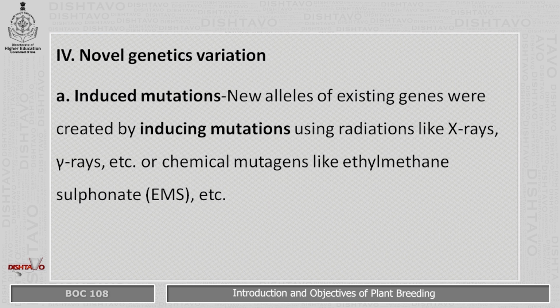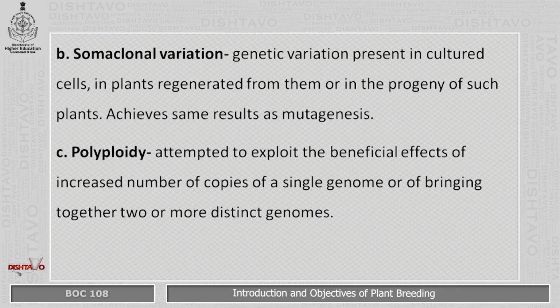Now what is induced mutation? Here, new alleles of existing genes are created by inducing mutations either using radiations like X-rays or gamma rays or by using chemicals such as ethyl methane sulfonate, etc. The second type is somaclonal variation. This is the genetic variation which is present in cultured cells, in plants which are regenerated from them, or in the progeny of such plants, and it achieves the same results as mutagenesis.